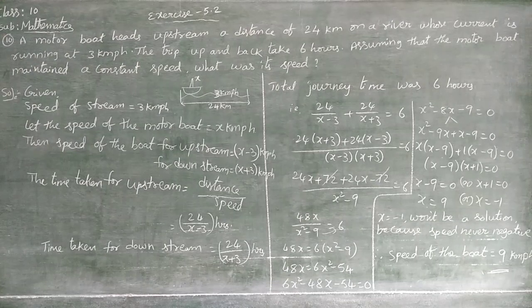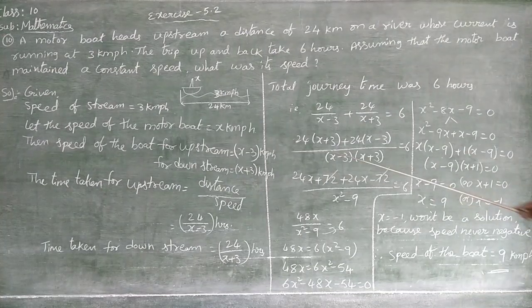But the total journey time he has given us is 6 hours. That is, the time taken for upstream plus downstream is nothing but the total trip up and back, which takes 6 hours as given. That is 24 by x minus 3 plus 24 by x plus 3 equal to 6. Take the LCM and do the cross multiplication. 24 times of x plus 3 plus 24 times of x minus 3, divided by x minus 3 times x plus 3, is equal to 6.